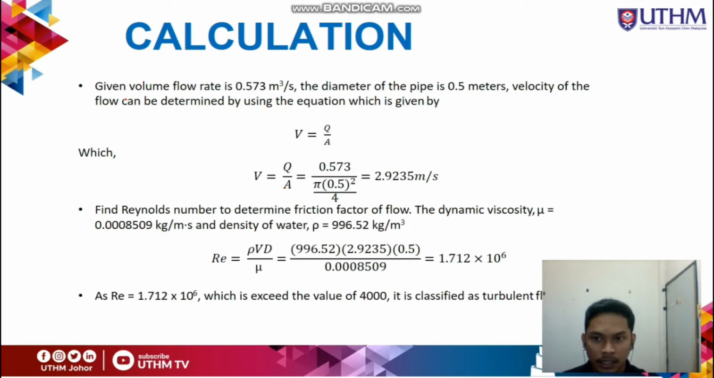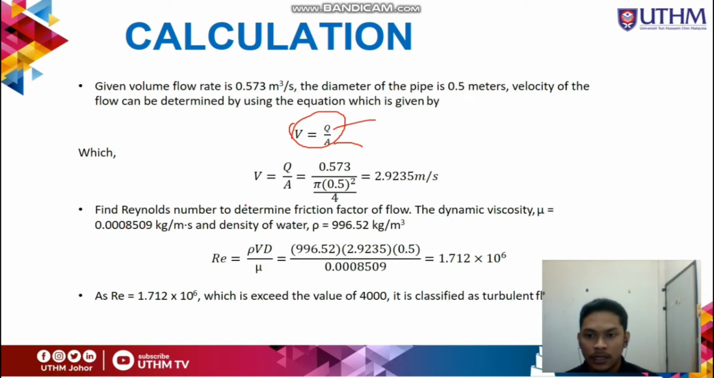Next, the given volume flow rate is 0.573. The diameter of the pipe is 0.5 meters, and the velocity of the flow can be determined by using the equation given below, which is V equal to Q over A, where V is the velocity, Q is the flow rate, and A is the area. Then we just insert the values that have been given, and we will get the answer, which is 2.9235 meter per second for velocity.